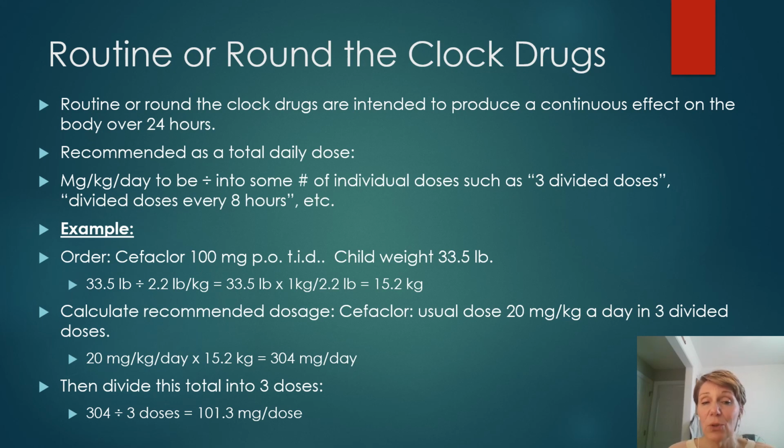So if the cefaclor order is 100 milligrams PO 3 times a day, we are right in the range of 101.3 milligrams per dose. We are actually slightly under, and if this was me, I would probably speak to the ordering physician and say, is this what you want to do? Remember, we are rounding to tenths, but in general, this would be a safe dose for this child.